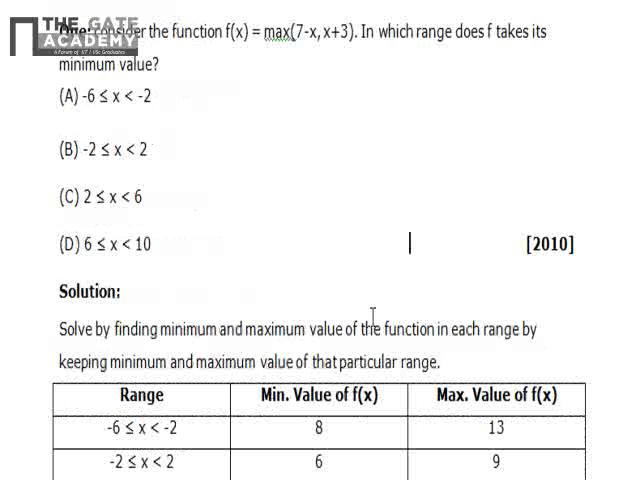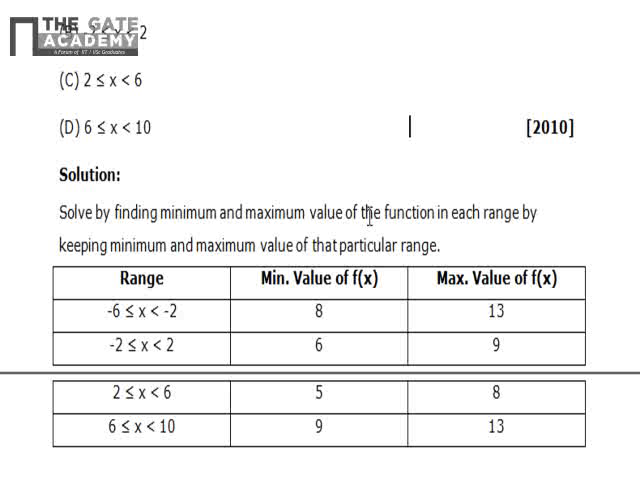Now one more example came in 2010. Consider the function f(x) is equal to max of 7 minus x, x plus 3. In which range does f take the minimum value? The best way to solve is we'll put minimum and maximum values of all these ranges in the function and find the minimum values of f(x). So by keeping -6 we'll get 8, and -2 will get 13. So minimum value is 8 and maximum value is 13.